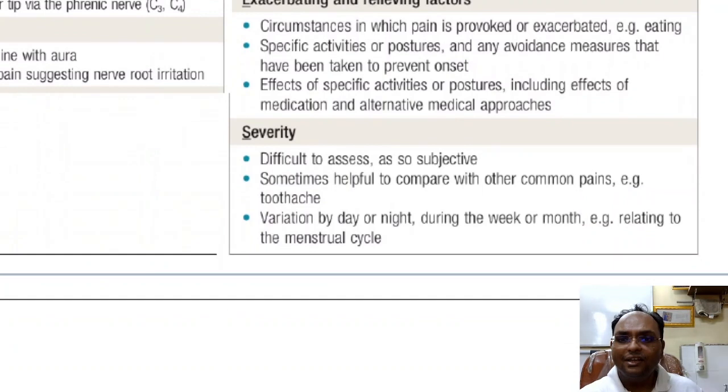And finally, severity, of course, it is subjective. You have the visual analog scale by which you can measure pain, and sometimes you compare it with the common other pains, like it's as severe as a toothache, and variation by day to day or the week of the month or the day of the week, thereby relating to the menstrual cycle, right? So that is important.